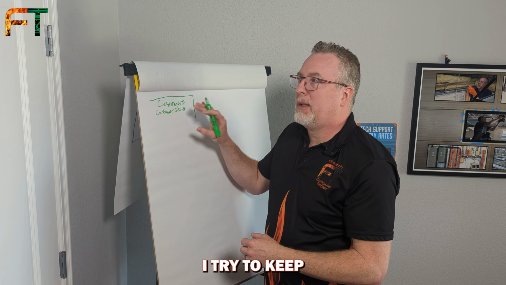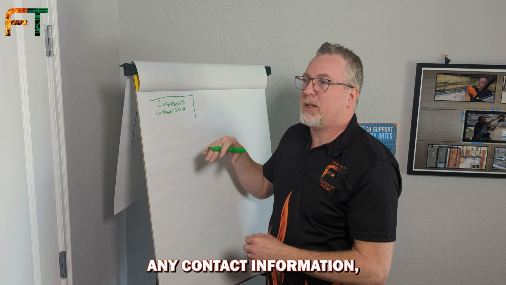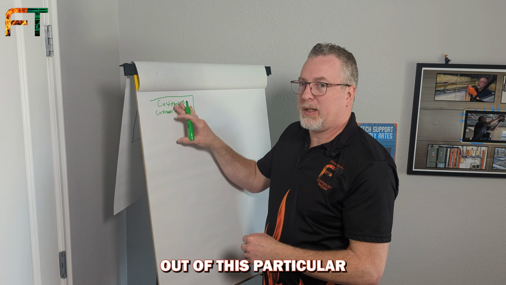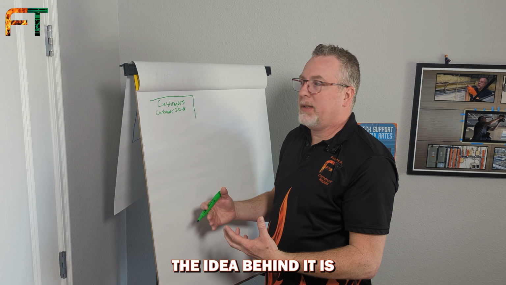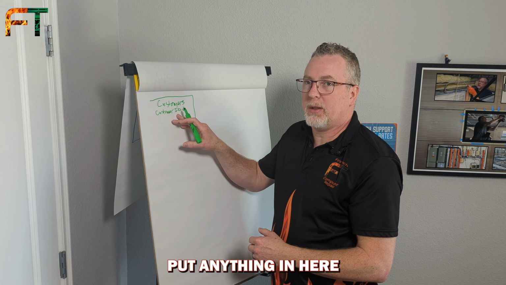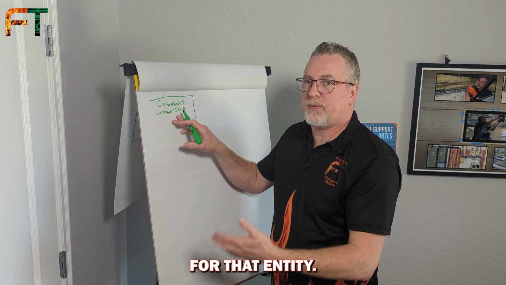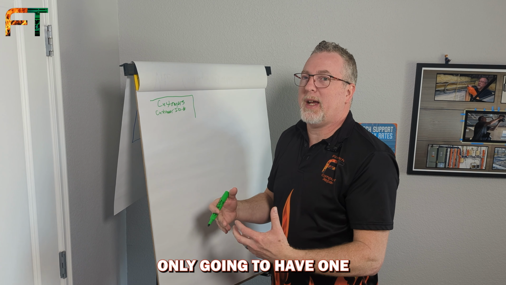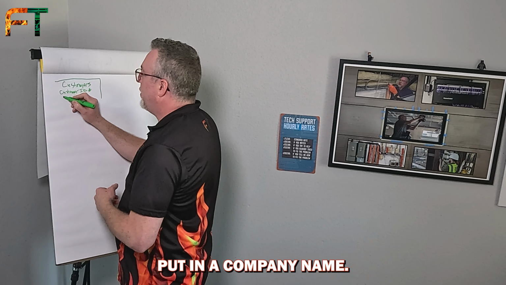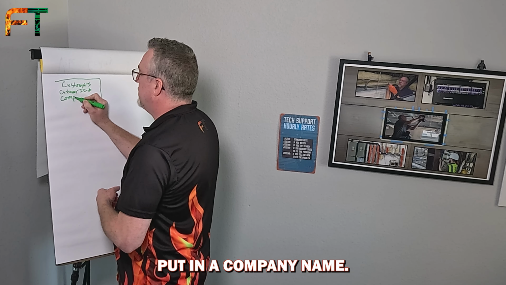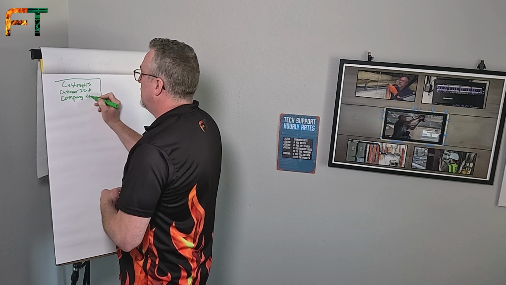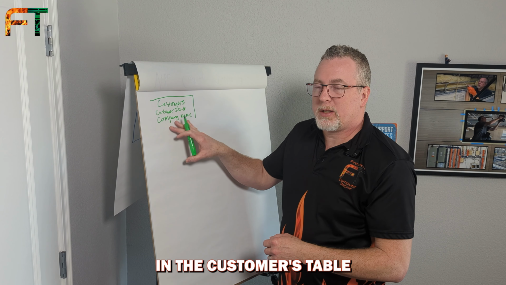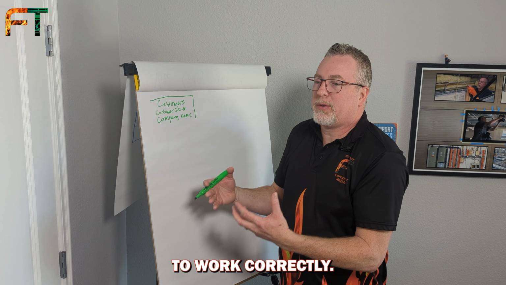I try to keep any contact information, any address information, any order information out of this particular parent table. The idea behind it is you don't want to put anything in here where there could be more than one for that entity. For example, a customer is probably only going to have one company name. You can safely put in a company name. You do need some sort of information in the customer's table for that table to work correctly.